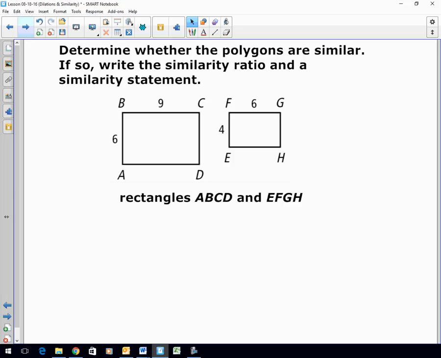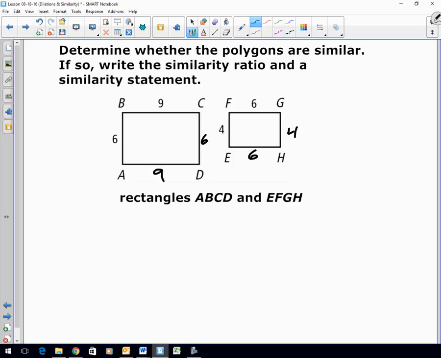Alright, what do you know about rectangles? One side is longer than the other side. 4 sides. Yeah, and then two of them are congruent. The opposite sides are what? Congruent. So that's 9 and that's 6. What about here? That's 6 and 4.